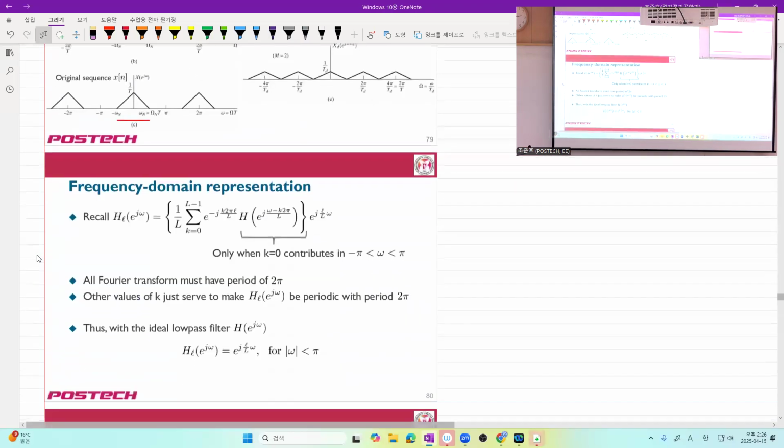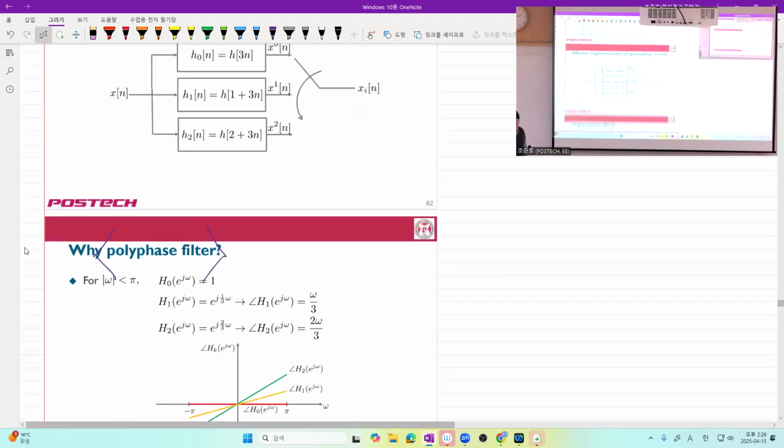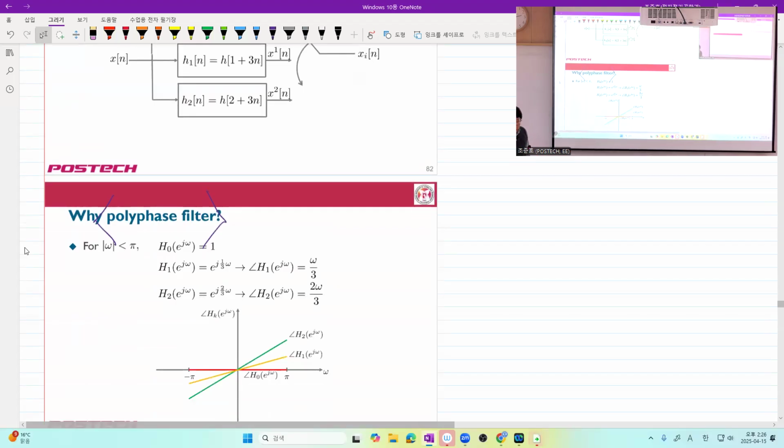And you have this one, as you've just seen, and it has a very interesting property. If you have the original interpolation filter as the ideal low-pass filter, then each filter in the filter bank has linear phase. So this is called, let me skip it, polyphase interpolation. So your zeroth filter has frequency response 1 for all omega. The first one has linear phase shift.